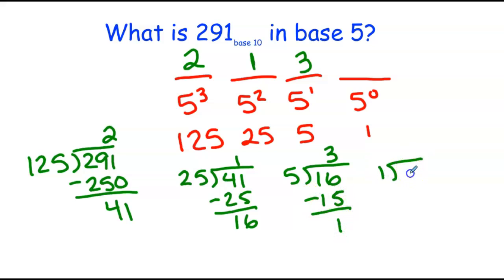So the last thing is how many ones go into 1? There's just 1. Our base 5 number for 291 should be 2131. And we're probably going to write that as 2131 base 5.